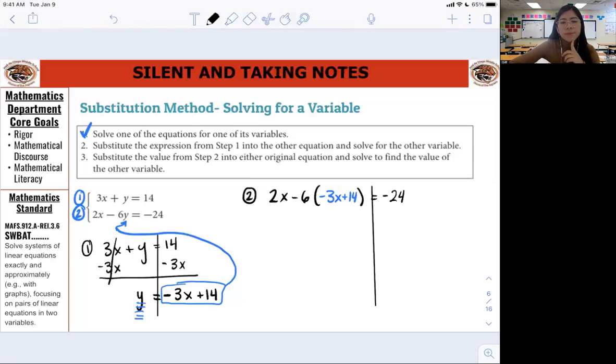What step should I take to solve this problem? The parentheses, exactly. We're going to distribute. So 2x, and now I have to do -6 times -3, which is positive 18, good. So I got plus 18x. Then I have to do -6 times positive 14, which will be negative 84. Good, thank you, Lauren and Najira. -84.